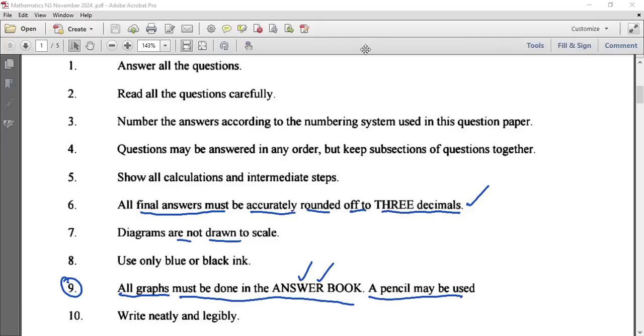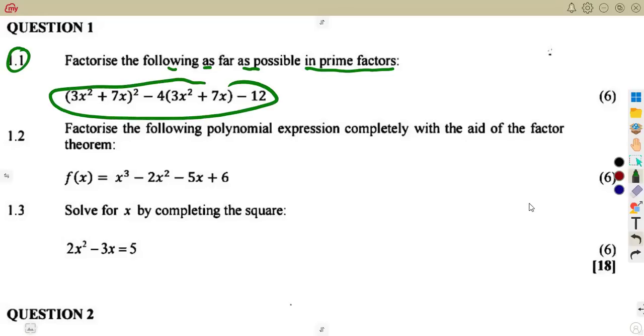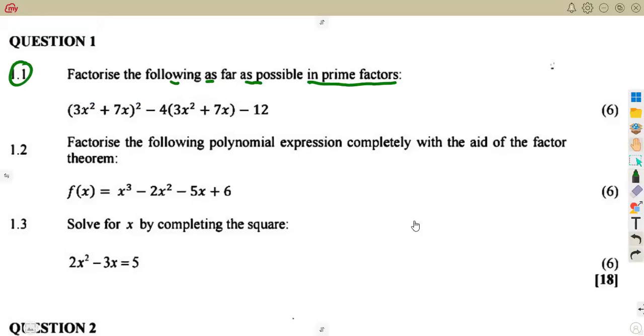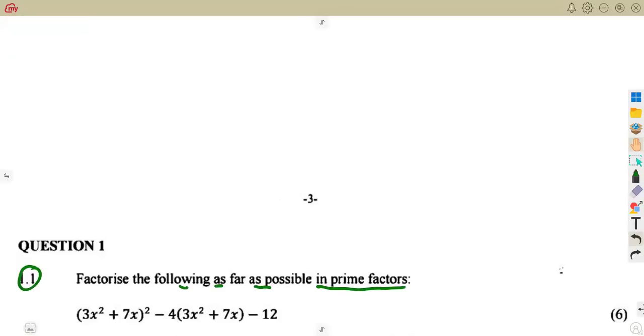All right, so this is it, guys. Make sure you go through your instructions. Each and every part is important. So not wasting our time, let us quickly go through our questions. On question number 1.1, you're given: factorize the following as far as possible, in prime factors. As you are factorizing this, you're supposed to have this in what? Prime factors. Remember the factorization of the quadratic expressions.